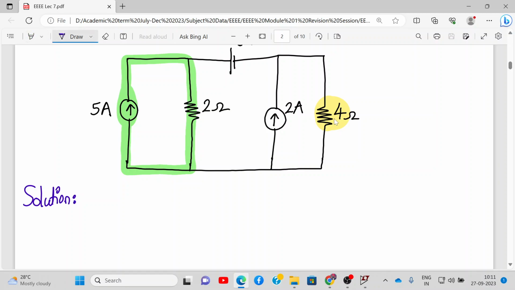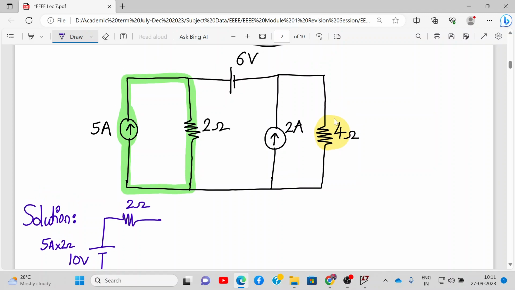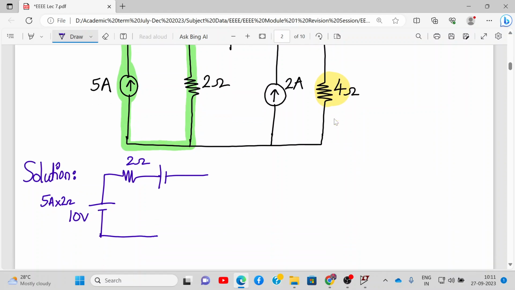So let me draw that. This gets converted into a voltage source. Current flows from negative to positive, and a series resistance of 2 ohms. What will be the value of the voltage source? Current into resistance, that will be 5 ampere into 2 ohm, that will be 10 volt. Alright, let me draw the remaining part of the circuit. So over here we have 6 volt. Then again we have a current source, and then a parallel resistance of 4 ohms.